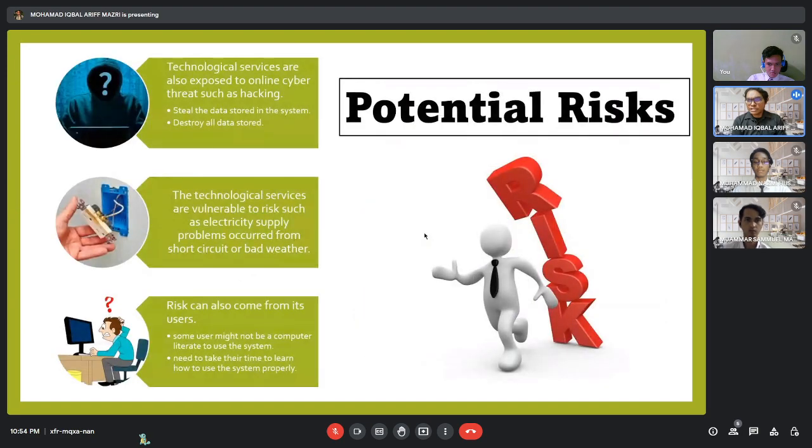So next, the potential risk. The first potential risk is that technological services are exposed to online cyber threats such as hacking, stealing the data stored in the system, or destroying all the data stored. Second, the technology services are vulnerable to risks such as electricity supply problems from short circuit or bad weather. And thirdly, the risk can also come from its users. Some users might not be computer literate and need to take their time to learn how to use the system properly.